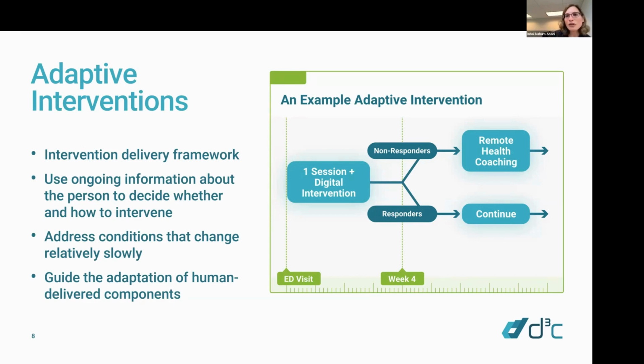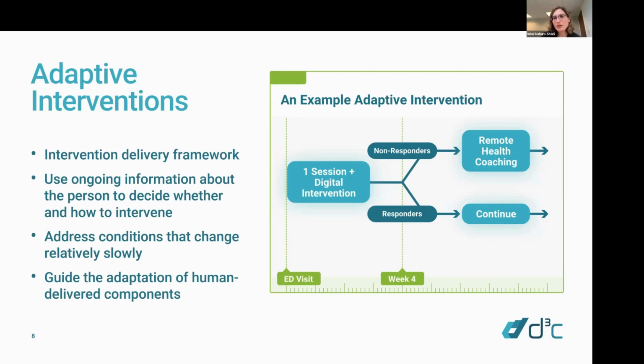But for now, I want you to focus on this example. This is an example of an adaptive intervention for youth who visit the emergency department. The goal is to reduce their substance use. This adaptive intervention starts with a relatively minimal form of support, a single session in the emergency department, plus a digital intervention that delivers a tailored message on a daily basis. At week 4, they assess the participants' response status. If the participants self-report to use drugs at week 4, they're classified as non-responders, and they transition to the second phase where they receive remote health coaching. This is human-delivered coaching. Otherwise, they're classified as responders, and they continue with the same initial intervention.